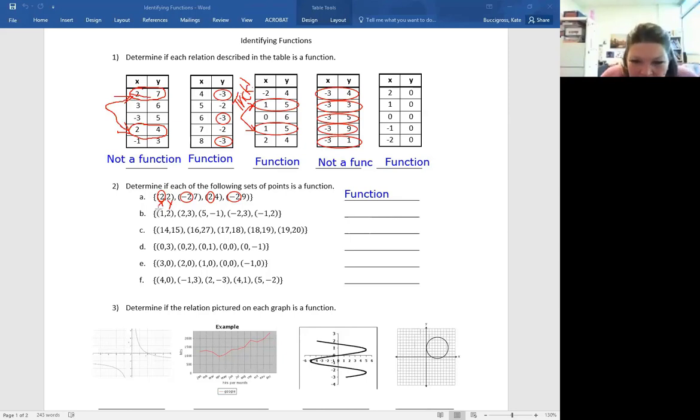So here we go. We're going to again examine our x's. So there's a 1, a 2. What do you think? Function or not a function? A function.